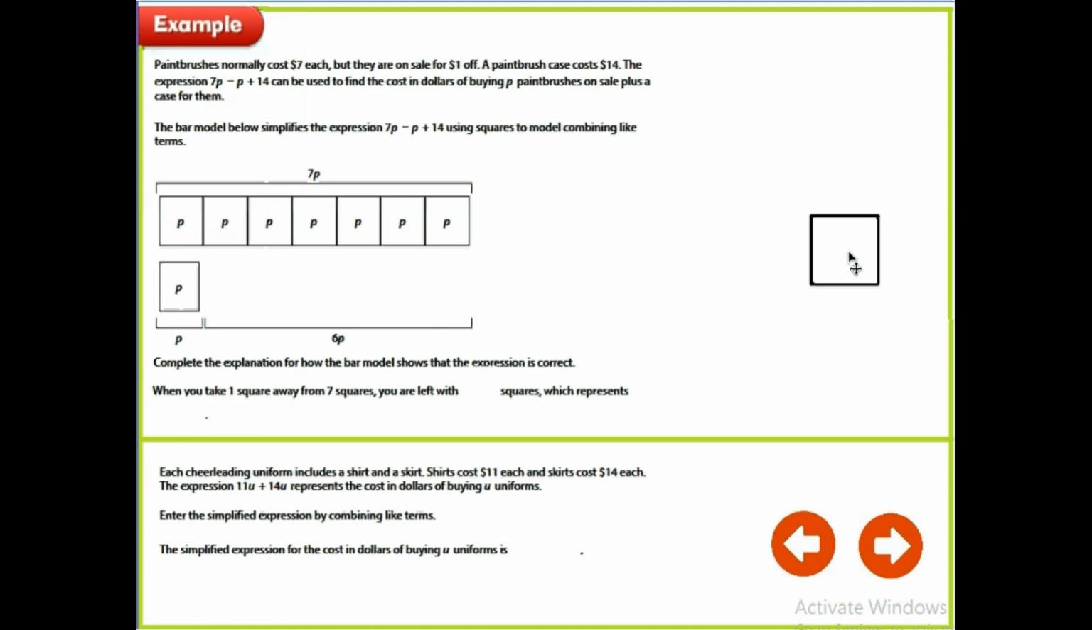Each cheerleading uniform includes a shirt and a skirt. Shirts cost $11 each and skirts cost $14 each. The expression 11U plus 14U represents the cost in dollars of buying U uniforms. Enter the simplified expression by combining like terms. The simplified expression for the cost in dollars of buying U uniforms is 25U.